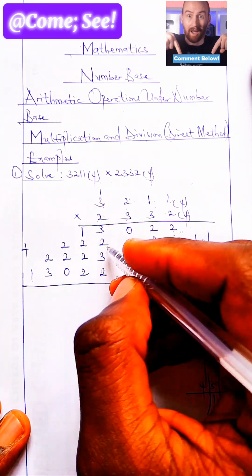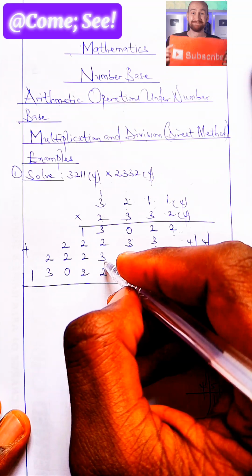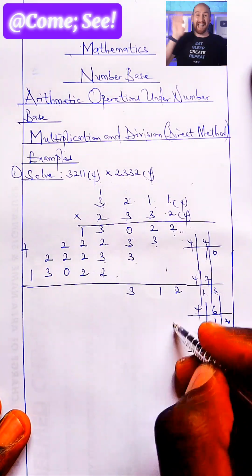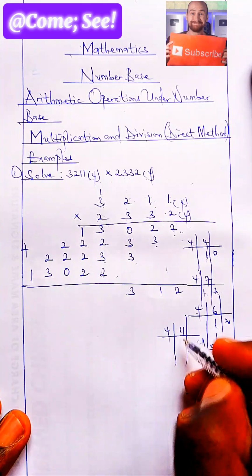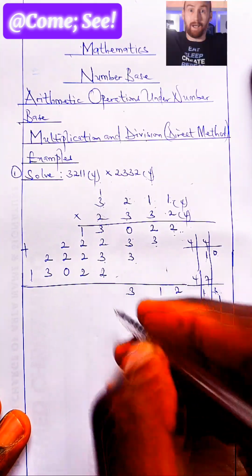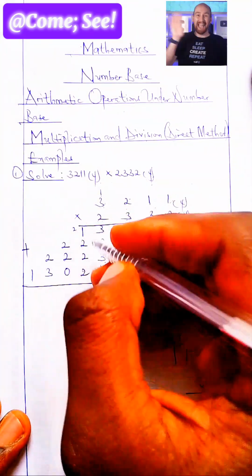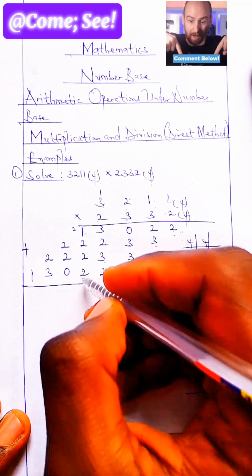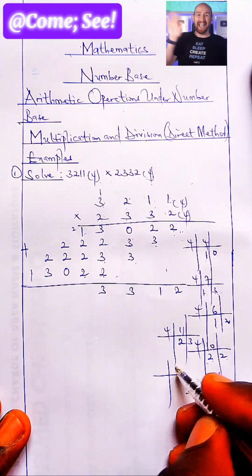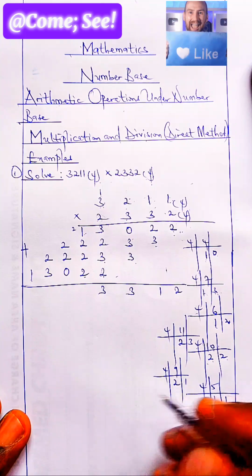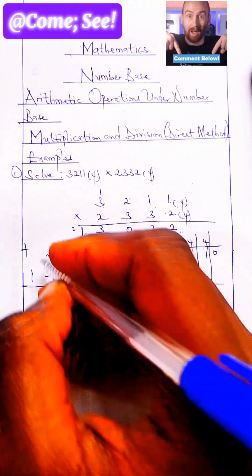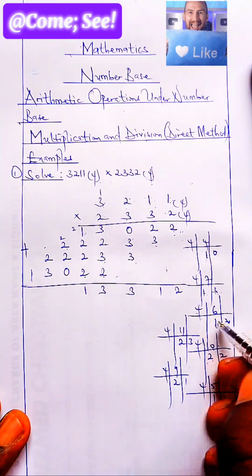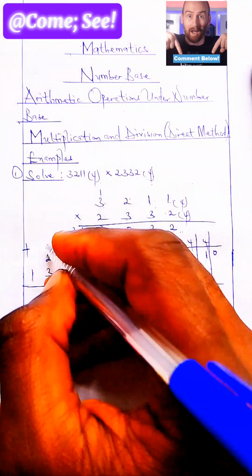1 plus 3, 4. 4 plus 2, 6. 6 plus 3, 9. 9 plus 2 is 11. 4 in 11 is 2, remainder 3. Put your 3 here, put your remainder 2. 2 plus 1 is 3. 3 plus 2, 5. 5 plus 2, 7. 7 plus 2 is 9. 4 in 9 is 2, remainder 1. Put your 1, keep your 2 on the other side. 2 plus 2, 4 plus 2, 6. 4 in 6 is 1, remainder 2. Put your 2 here, put your 1.